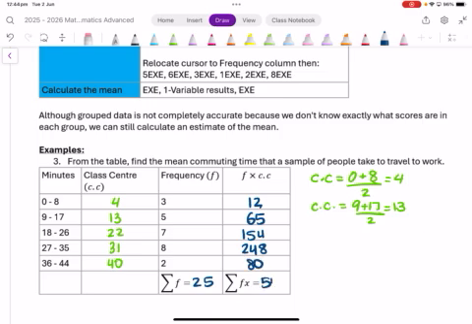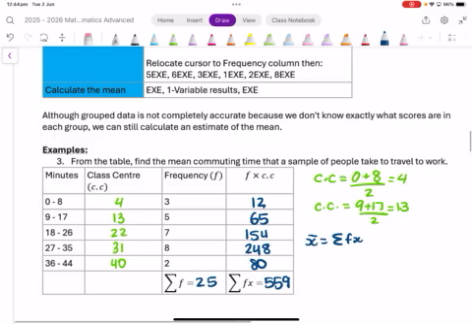Okay, we can put that into our calculator to work out the sum of that. We can get that X bar is equal to the sum of our FX or our FCC column divided by the sum of our F column. So that's 559 divided by 25, which means that X bar equals 22.36. Okay, to work that out, we could have also just put in our class center column and our frequency column into our calculator, and that would have done it for us.